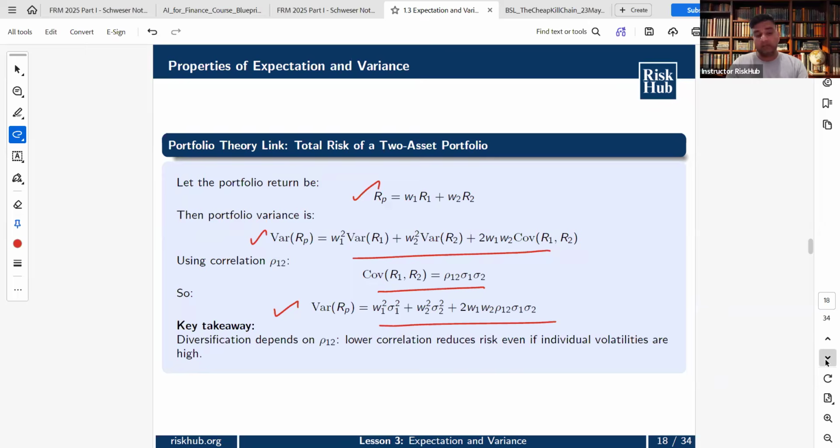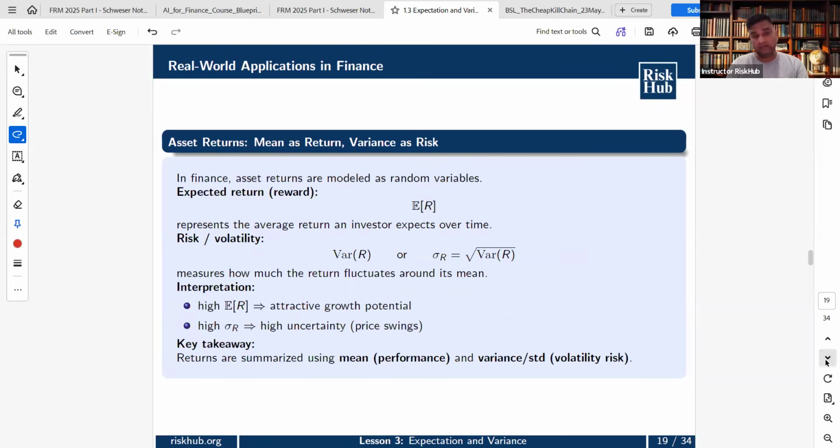Then we get into the next one: asset return is mean as reward, variance as risk. Very simple, guys. This slide summarizes finance: expected return, ER, equals reward; risk is variance of R, or sigma R, the square root of variance of R. Investors always face a reward versus risk tradeoff. Example: investment A, let's say we have return 15%, sigma 30%; investment B return 10%, sigma 5%. Which is better? There's no universal answer, right? It depends on investor risk appetite. This leads directly to utility theory and portfolio maximization.